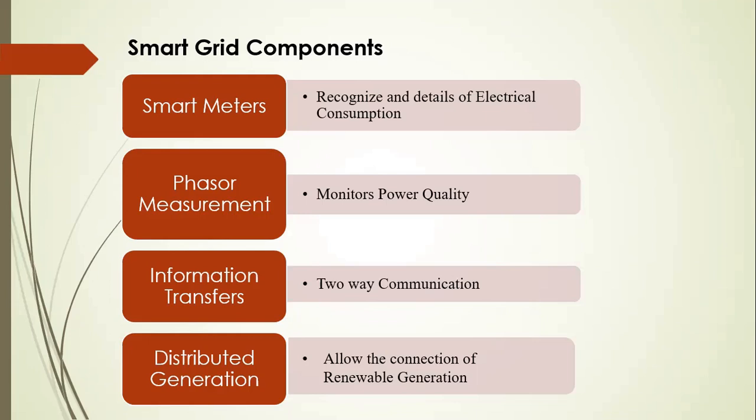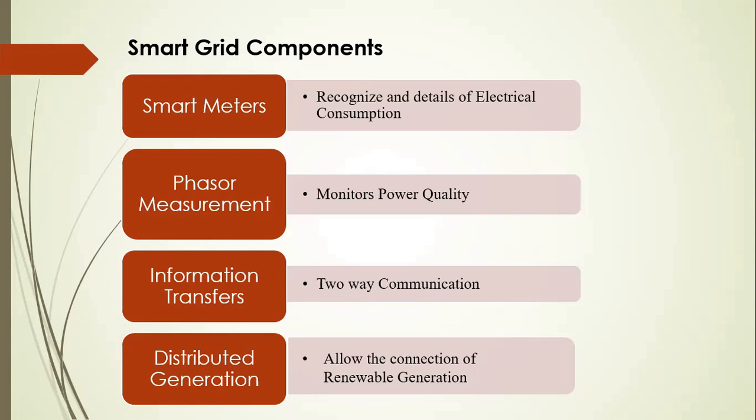Then we have phasor measurement. Phasor measurement basically helps to monitor the power quality. The phasor measurement units measure the AC current waveforms. And in the wide area measurement system, they provide real-time data, phasor data concentrators, and then we have SCADA. Phasor measurement basically sends information to the central control station for better management of power quality.